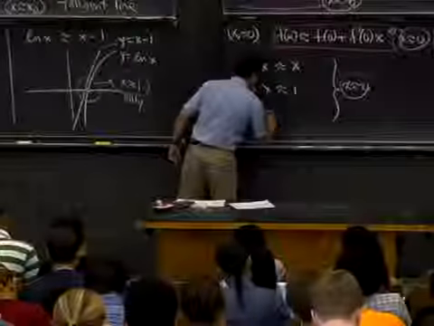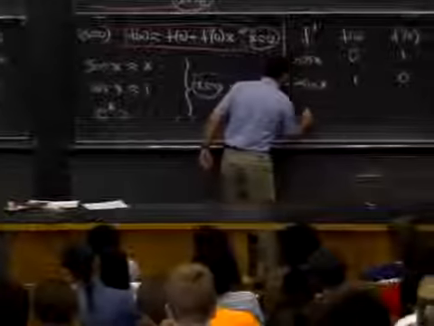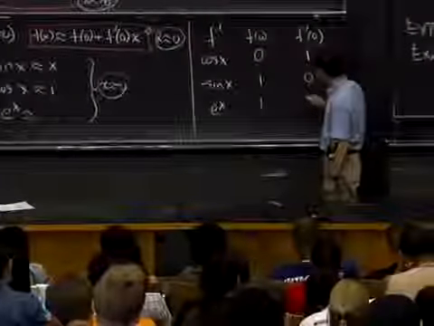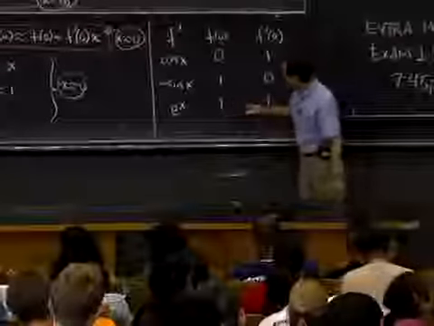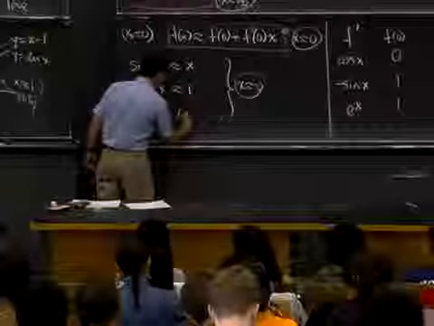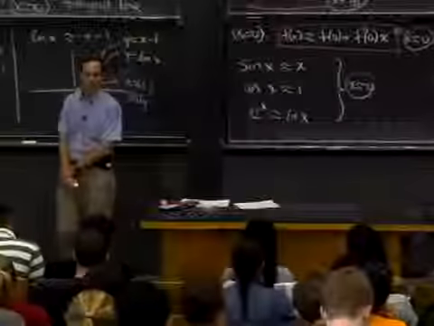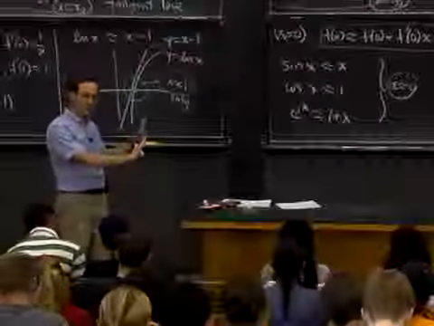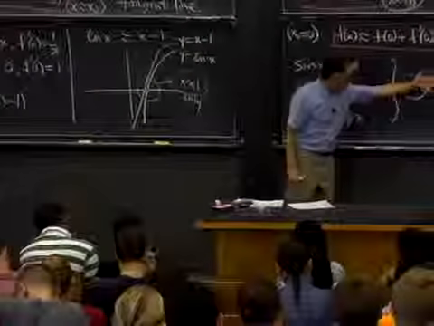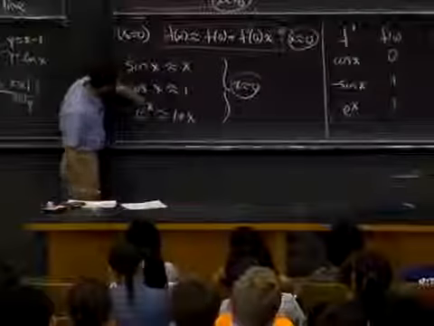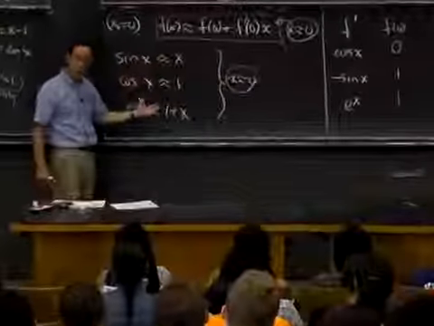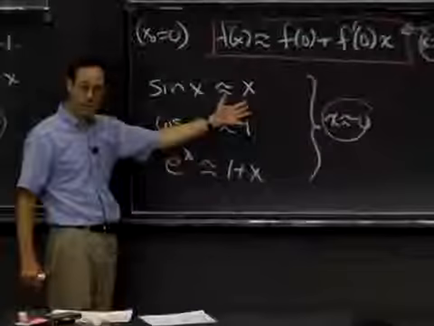And finally, if I do e to the x, its derivative is, again, e to the x. Its value at 0 is 1. The value of the derivative at 0 is also 1. So both of the terms here, f of 0 and f prime of 0, are 1, and we get 1 plus x. All right, so these are the linear approximations. You can memorize these. You'll probably remember them either this way or that way. This collection of information encodes the same information as we have over here for the values of the function and the values of their derivatives at 0.